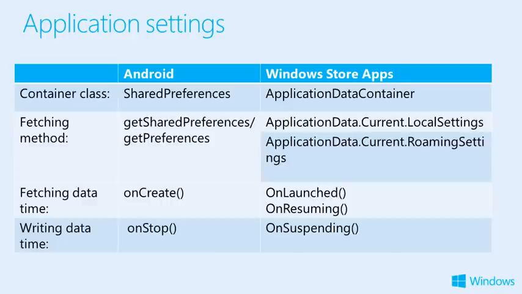Generally, you should load settings when the application is activated and store settings when the application is closed. In Android, we just fetch the data in the onCreate function and write data in the onStop function, while Windows Store apps fetch settings in the OnLaunched and Resuming functions and write data in the Suspending function.